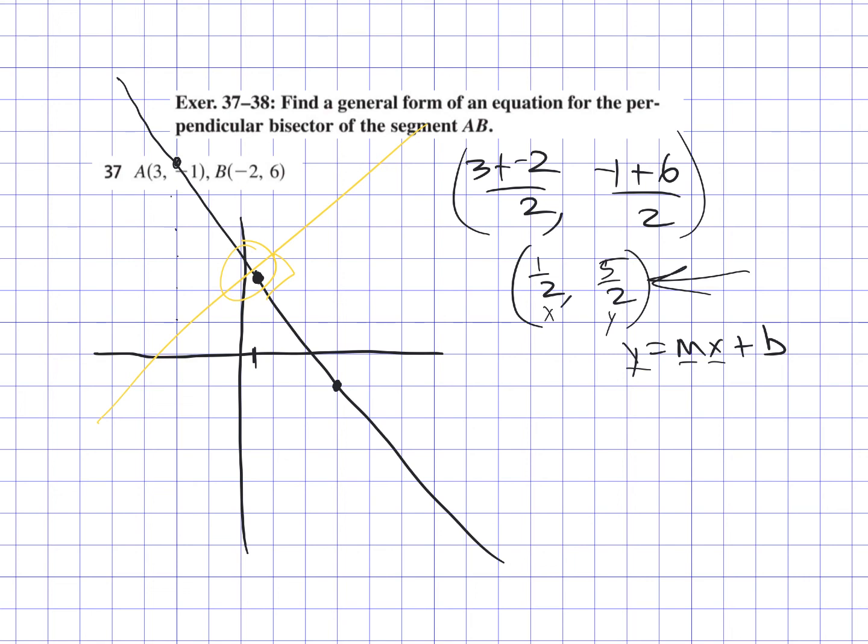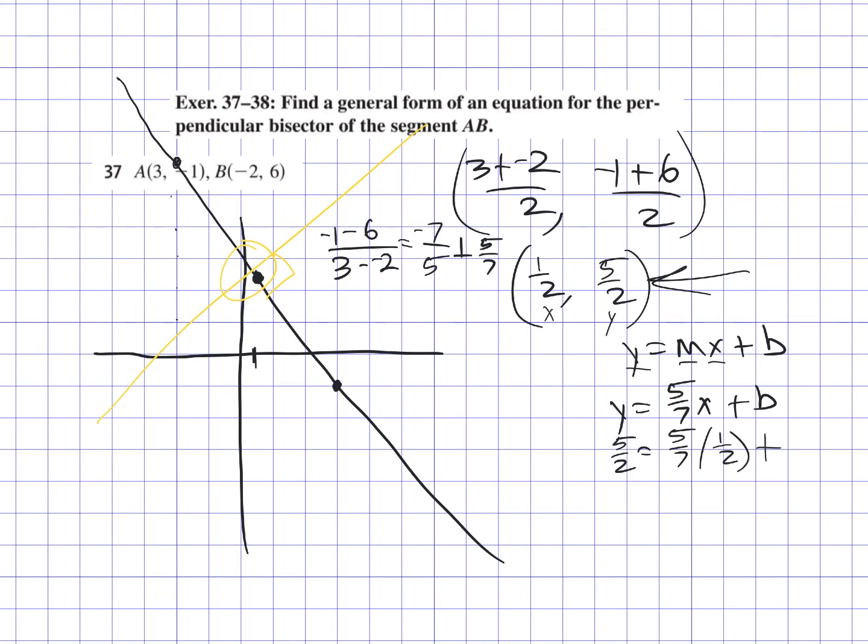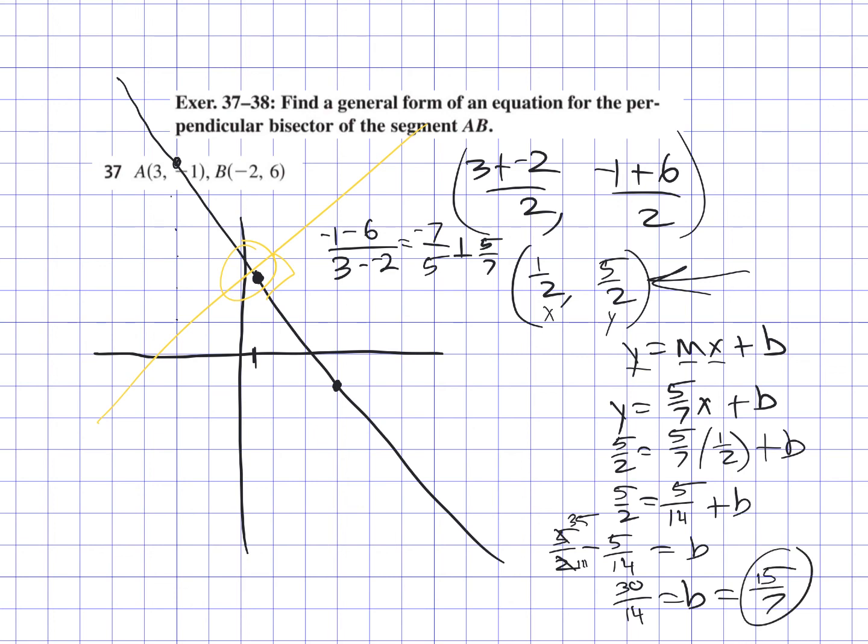So the slope is perpendicular. The slope from A to B is y minus y and x minus x, negative 7 over 5. So perpendicular would be 5 over 7. So y equals 5/7 x plus b. Now we substitute our x and our y. So 5/2 equals 5/7 times 1/2 plus b. So 5/2 equals 5/14. Subtract 5/14. Get a common denominator, multiply by 7, and you get 30/14, which reduces to 15/7. So now our equation of the perpendicular bisector is y equals 5/7 x plus 15/7.